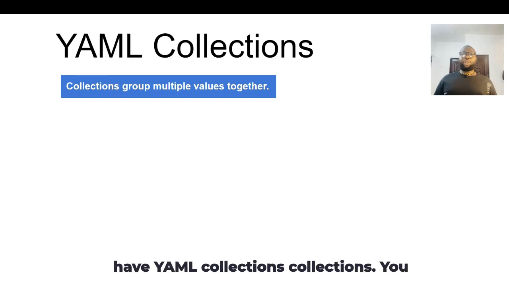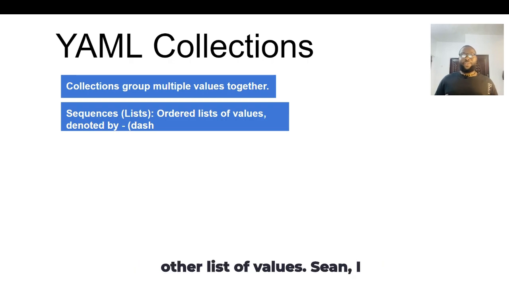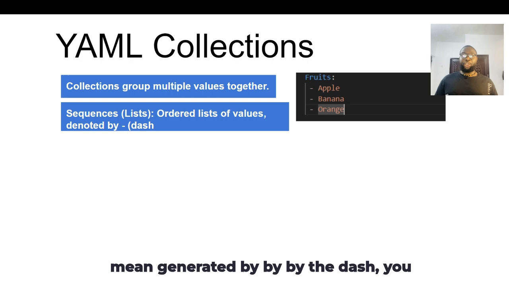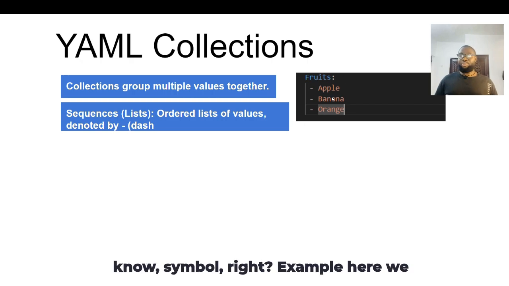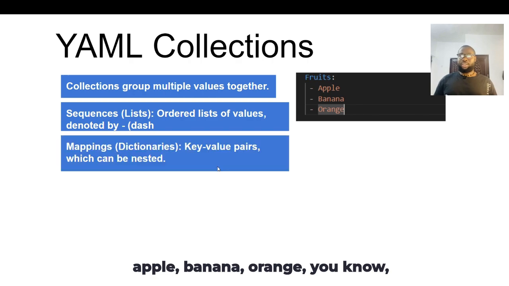So we have YAML collections. Collections help to group multiple values together, right? We have sequences. A sequence is a list of values, denoted by the dash symbol, right? In the example here, we have fruits, and in the list of fruits we have apple, banana, orange. So it's very simple to read, right?